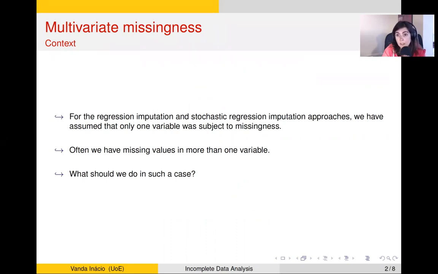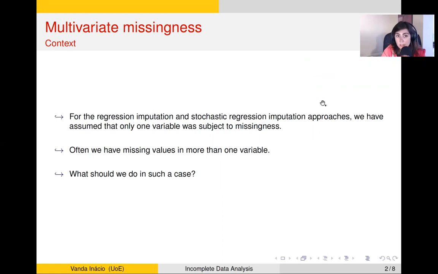This is specifically for regression imputation type of approaches, because for mean imputation, if I have several variables with missing values, I just compute the mean of each of the variables and replace the missing values. And complete case analysis is similar, right? We just remove the individuals with missing values in the variables and we go ahead.